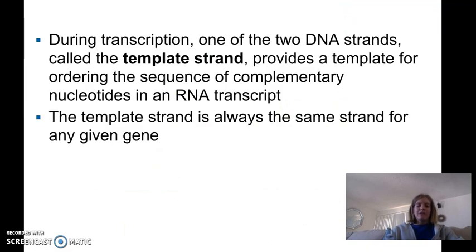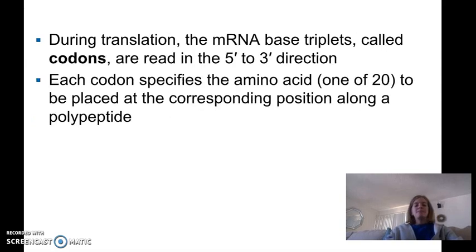We already talked about how this happens. The template strand is the strand of DNA that provides the template for the RNA, and that's the same no matter the gene. As long as it's the same gene, the template strand is going to be the same, because then you get the expressed proteins. As I mentioned in the picture, the mRNA-based triplets are called codons, and those are read in the 5' to 3' direction. And remember, each codon is the set of 3 nucleotide bases that codes for a specific amino acid, and so that's very important.